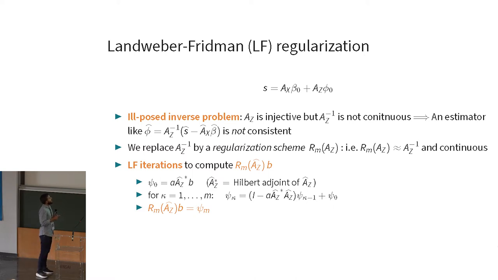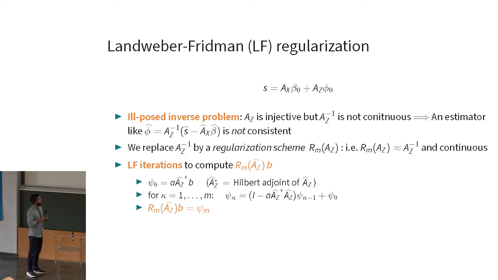So the idea is, as usual, to replace this inverse by a regularization scheme, which is essentially an operator that is sufficiently close to the inverse of Az and at the same time continuous. What is usually done in the literature is to use a Tikhonov regularization, but here we want to avoid it because it's quite intense from a computational point of view, and so we use the Landweber-Fridman regularization. This is an iterative scheme, so if we want to compute this composition here, we just have to do a finite number of iterations.